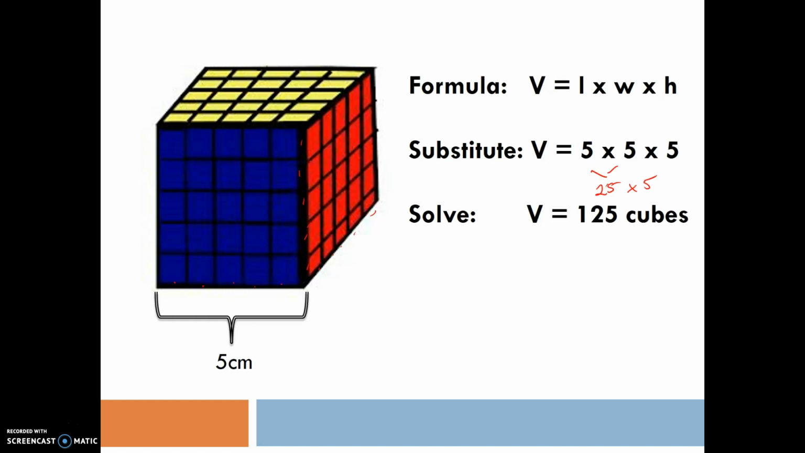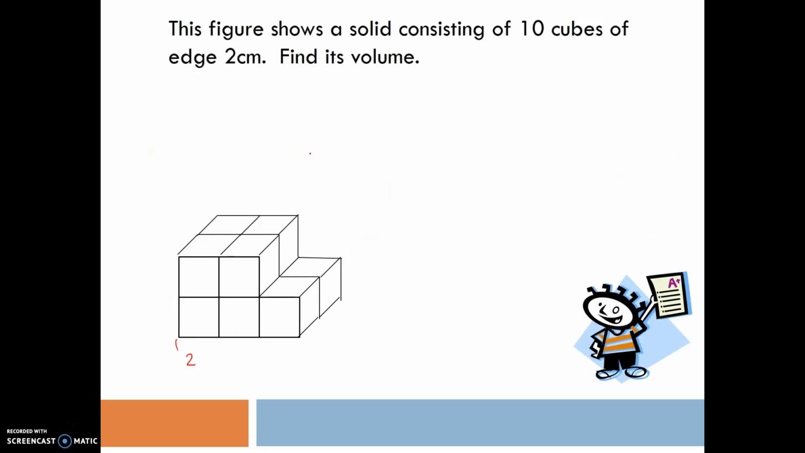Okay. Now, if we assembled our cube with all of these cubes that are each 1 centimeter cubed, so we've got 1 centimeter right here, 1 centimeter right here, 1 centimeter right here, then obviously this 125 cubes is also going to equal 125 centimeters cubed, right? Because each of these cubes measured 1 centimeter. But what if my cubes measure 2 centimeters each? And now we want to find its volume.